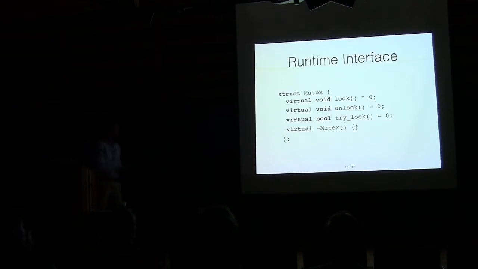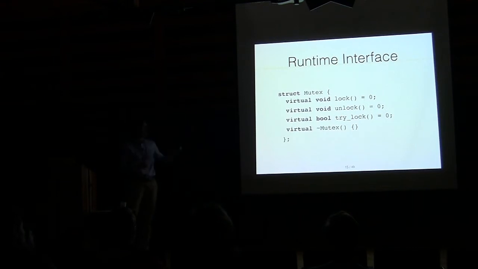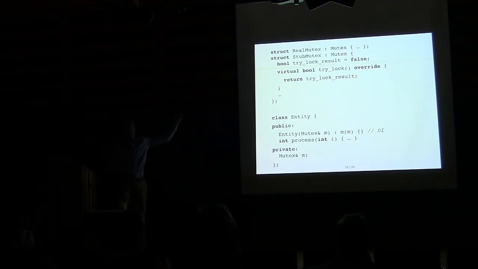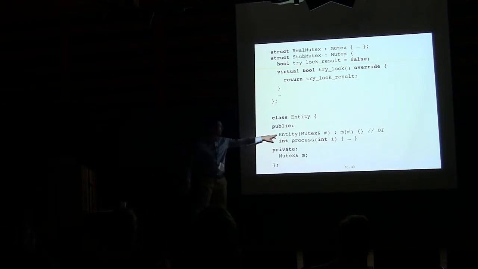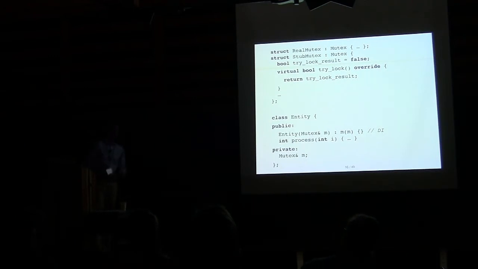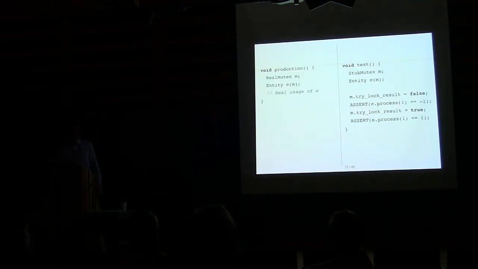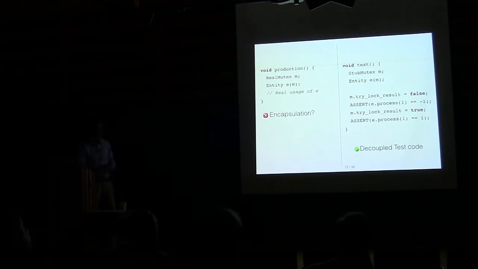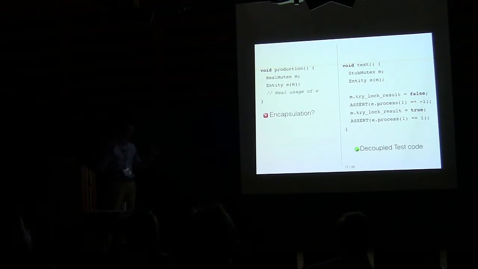So the next logical step would be to introduce a runtime interface with virtual functions. And this interface would have two implementations, one for the production code and one for the test code. And in this pure little entity class, we would add an extra constructor where we would be able to inject the actual mutex implementation. Well, this is some very simple dependency injection, I would say. Okay, so this is how the production and the test code would look like. Now we have really nicely decoupled test code. We can replace the production implementation with the testable one.